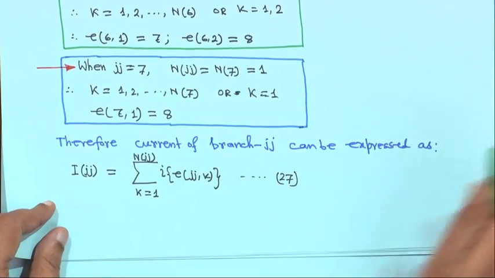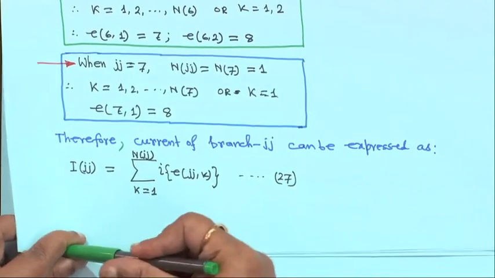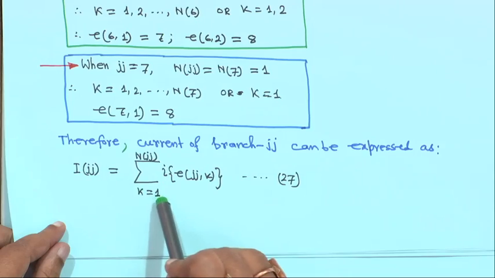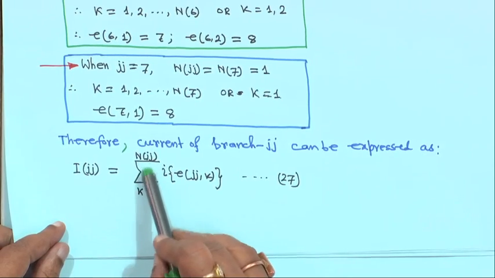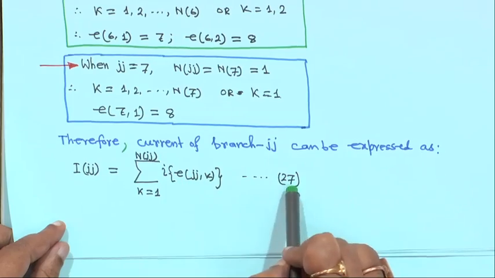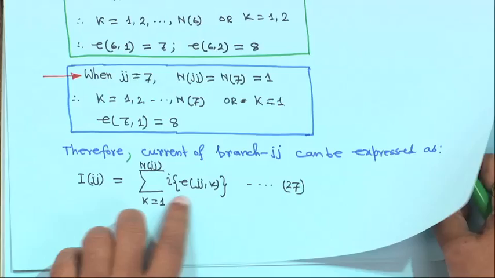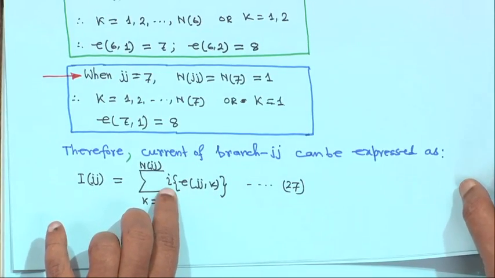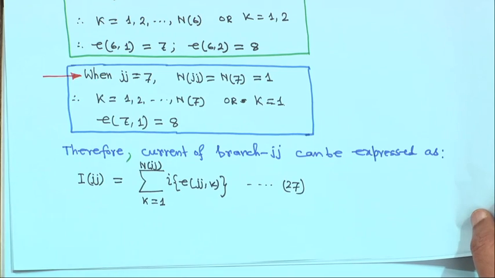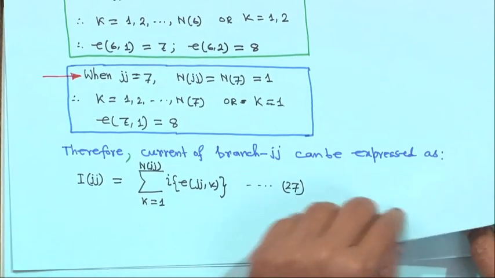So, the current of branch jj can be expressed by this expression: capital I jj is equal to sigma k is equal to 1 to n jj, I small I in brackets, E jj k matrix, this is given. Now, why have we given this? Look, once the E matrix is read and the initial values of I's are computed, as I told you how to compute, if voltages are known, then automatically the branch current can easily be computed from this simple mathematics, right.